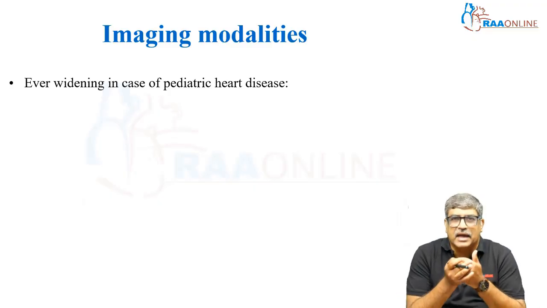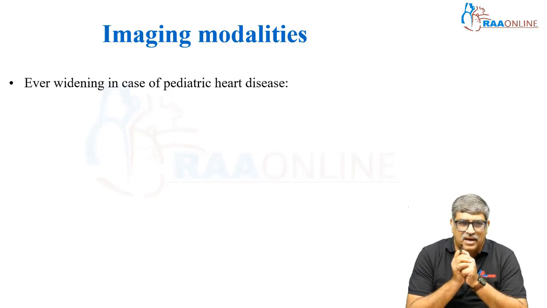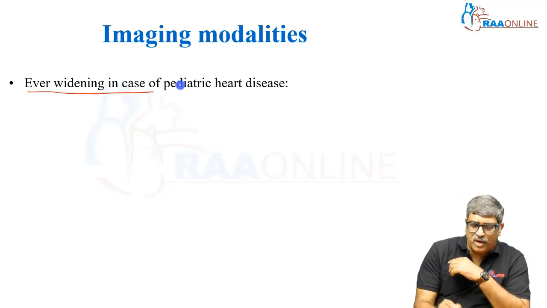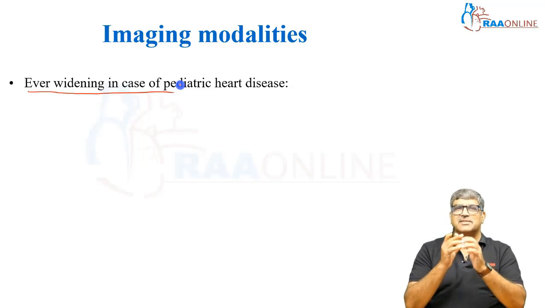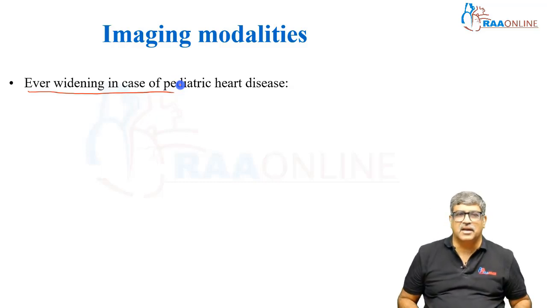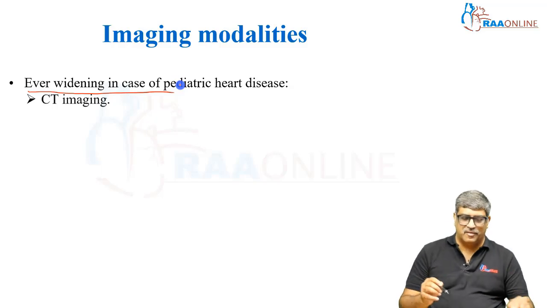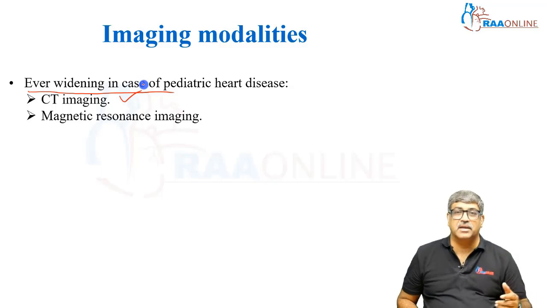Now coming to the second part, imaging modality, imaging of congenital heart disease. This is very demanding in case of pediatric heart disease because the heart is a dynamic structure and a lot of malformation will happen, and it has to be imaged, particularly in patients with congenital heart disease. Here the first and foremost is the CT imaging, cardiac magnetic resonance imaging.